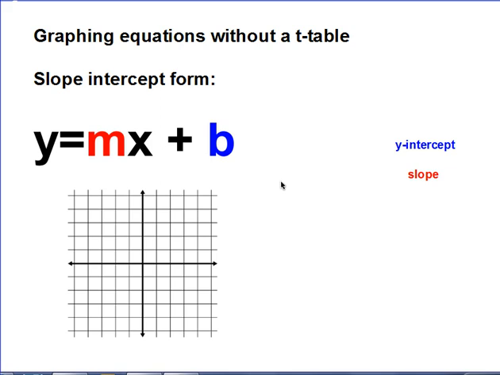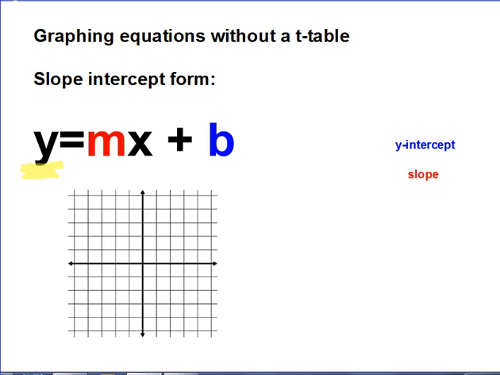Today we're going to look at graphing equations without a t-table. The first thing we need to know is that our equation is actually in slope-intercept form. We know an equation is in slope-intercept form if y is by itself. Once y is by itself, whatever number is multiplying the x is the slope. That tells us how steep the line is. Remember, a positive slope goes in this direction, and a negative slope goes that direction.